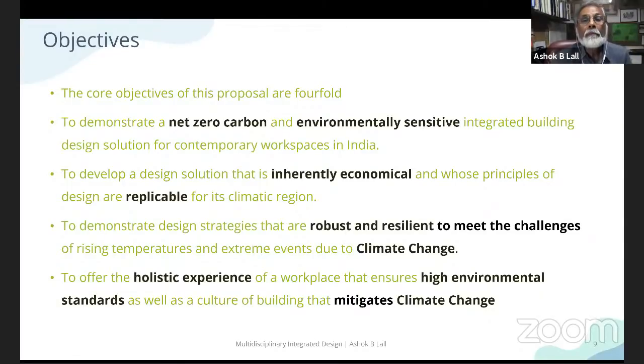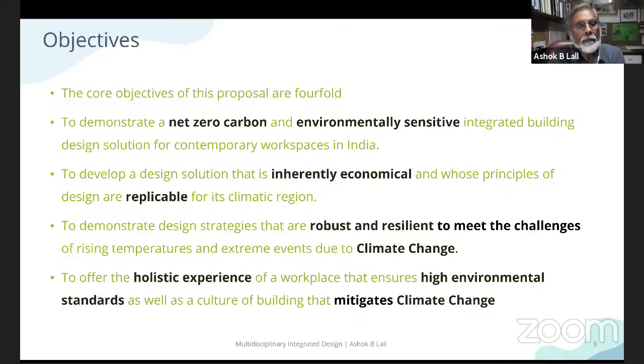that it's quite important that at the very beginning, when we all come together to do something which requires teamwork, we need to have core objectives. And in this case, for this particular project, the core objectives of this proposal are fourfold. They are to demonstrate a net zero carbon and environmentally sensitive integrated building design solution for contemporary workspaces in India. This is really trying to write a sentence which kind of sums up what is the core objective. And all of us as a team must understand these things very clearly.